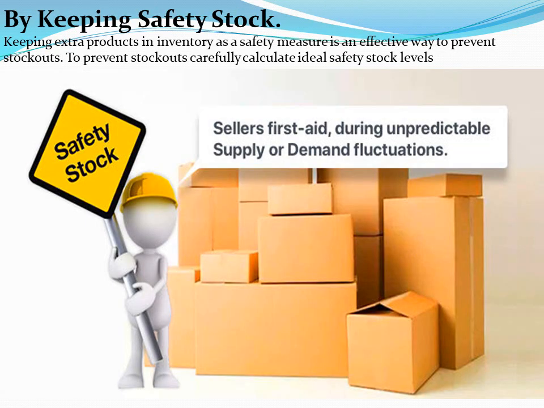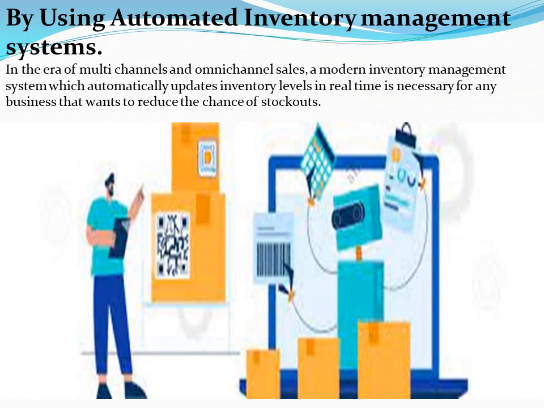By keeping safety stock. Keeping extra products in inventory as a safety measure is an effective way to prevent stockouts. To prevent stockouts, carefully calculate ideal safety stock levels by using automated inventory management systems. In the era of omnichannel sales, a modern inventory management system which automatically updates inventory levels in real time is necessary for any business that wants to reduce the stockouts.